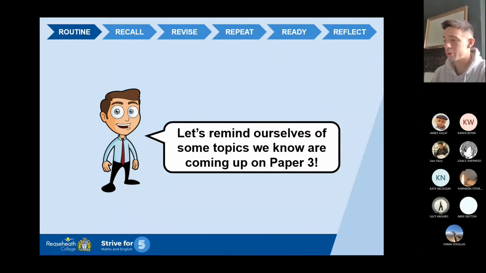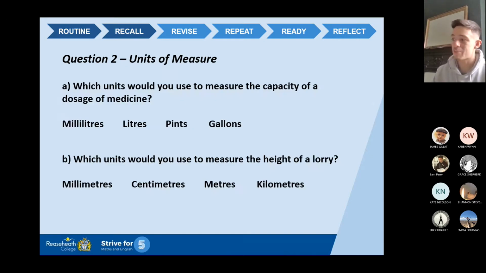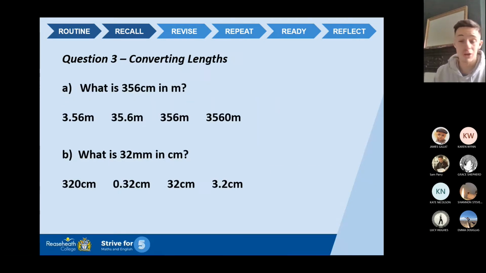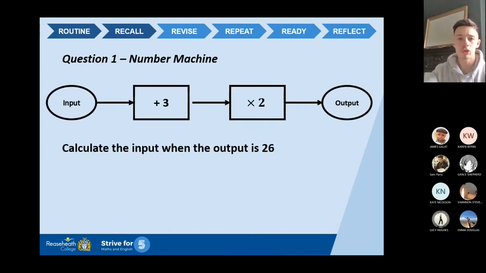We are going to look through these questions. Now, these are topics that we know are coming up on paper three. So we know number functions, number machines are coming up. We also know units of measure will be discussed, converting lengths, converting measure, and then alternate angles. But I will cover these. I'll explain them as best as I can.